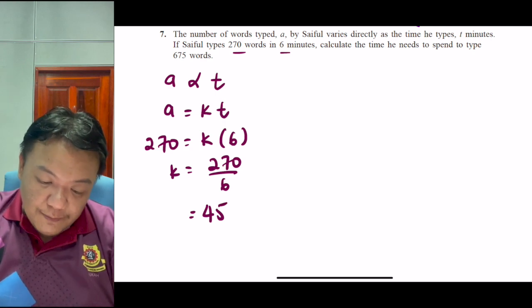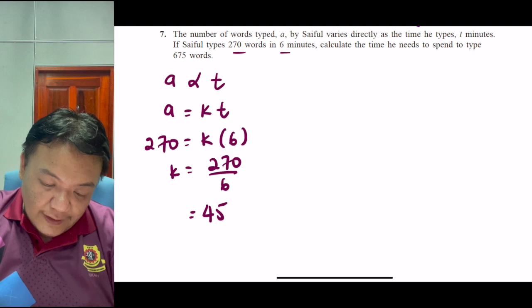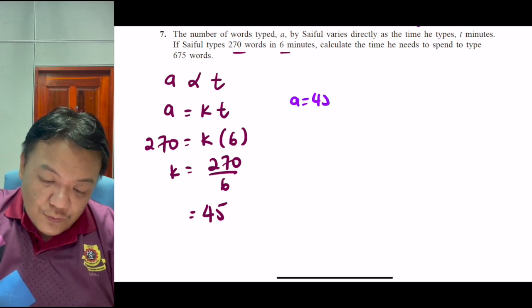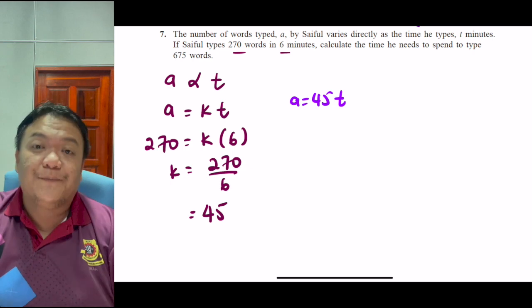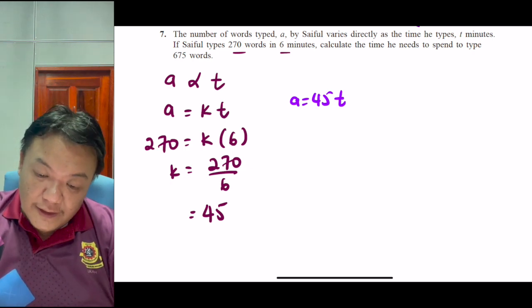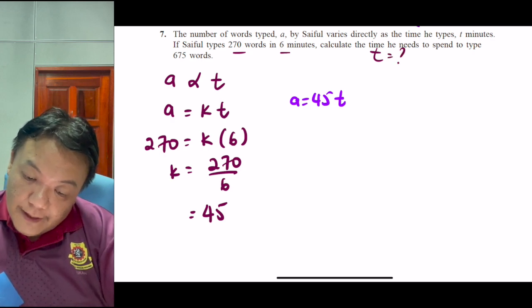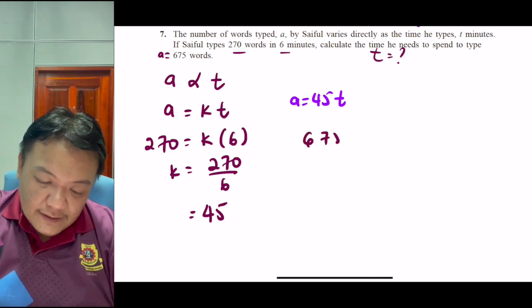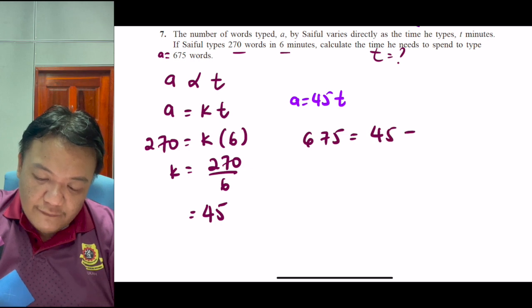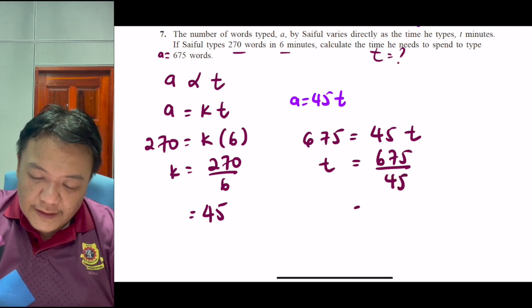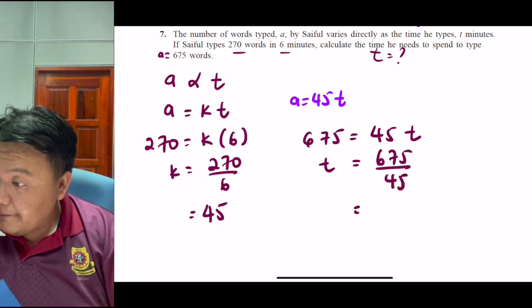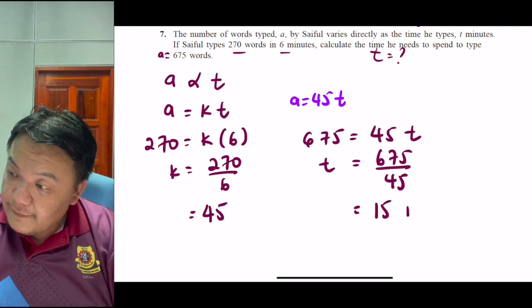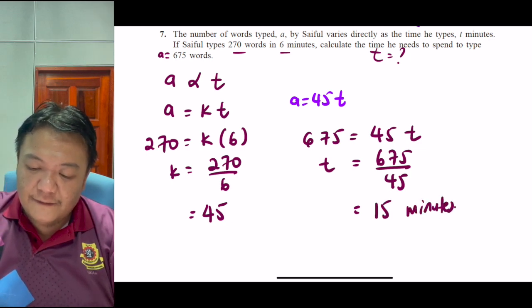Okay, so change back the value of K into the equation. You will get A is equals to 45T. Okay, and then you can answer the question. Calculate the time T. We don't know the T when A is equals to 675. So we have 675 is equals to 45T. So T is equals to 675 divided by 45. So press your calculator. Okay, T will be 15 minutes.